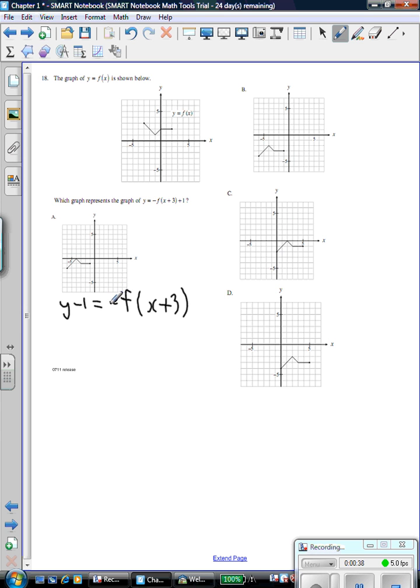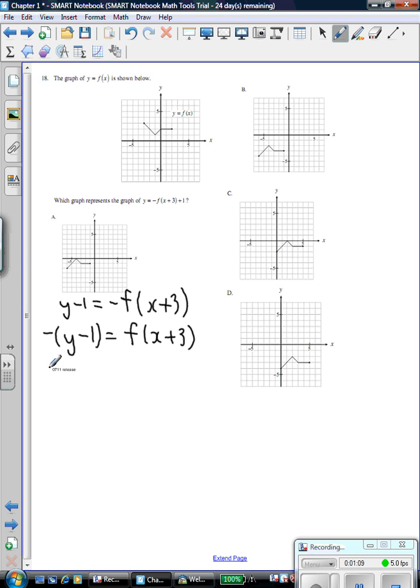This negative here is a little problematic. Now, is that a transformation in x? Let's multiply both sides by negative 1. I get negative y minus 1 equals f of x plus 3. And now my transformations are starting to fall into place. We can see that this negative is actually a transformation in y. That minus 1 is a transformation in y. There we go, transformation in x.